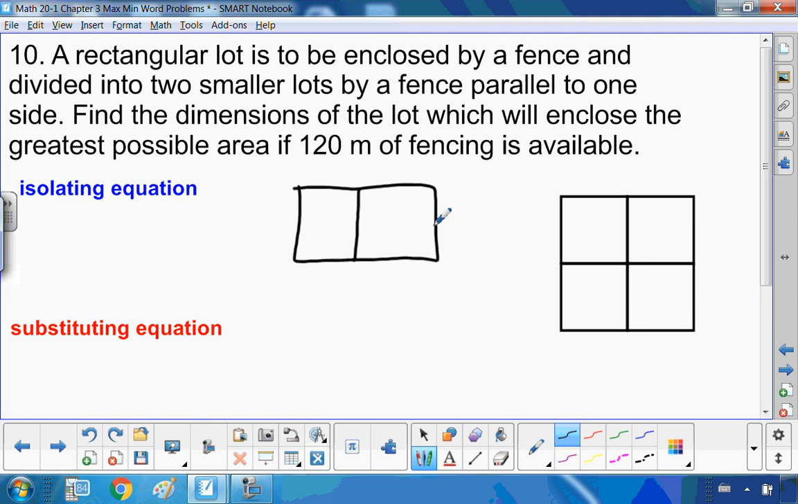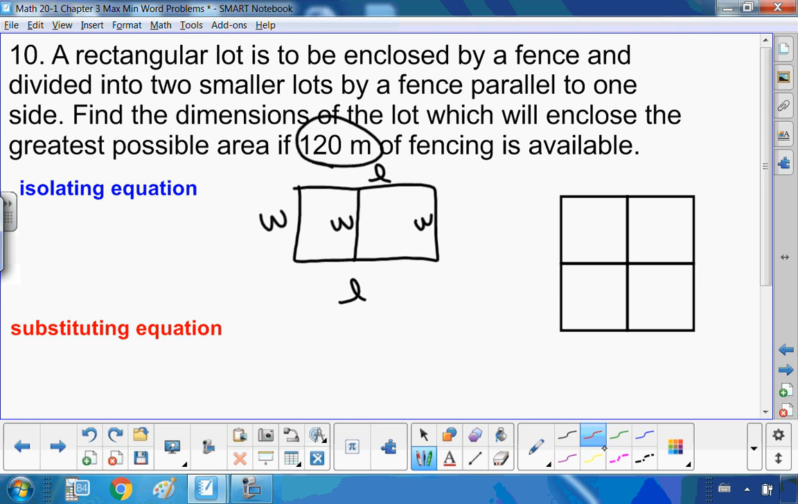Okay, now we want to find the dimensions of the lot which will enclose it to give the greatest possible area. That's max area. If 120 meters of fencing is available. So this is the answer, so I'm using that for my isolating equation. So let's label what we have. We have a width, a width, a width, an entire length, and an entire length.